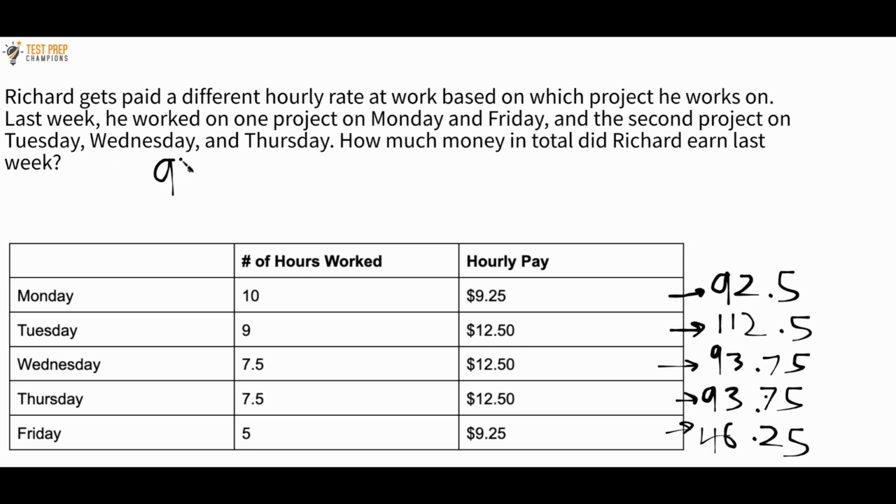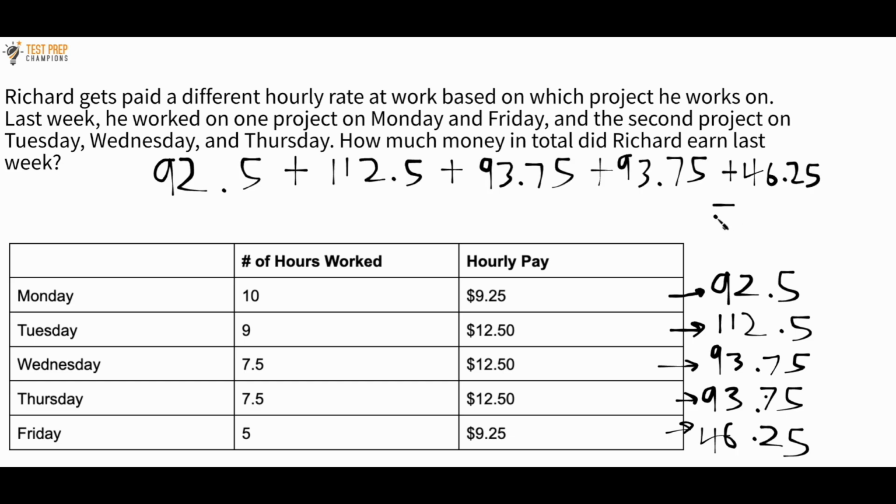And the next step is just to add these numbers up. And so, again, we're just going to add all of these numbers up. And when we do this, we get 438.75. So the answer here is 438.75.